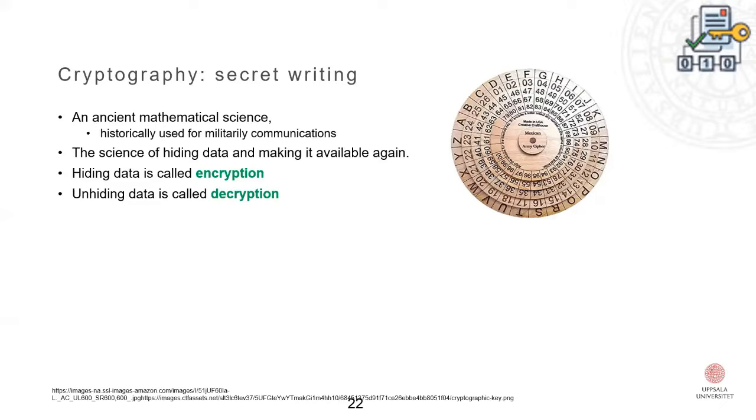So it comes with two main steps. One is called encryption, which is about hiding the data. And the other step, which is kind of the reverse of encryption, is called decryption, which is unhiding the data.